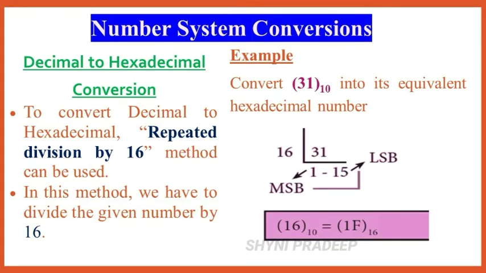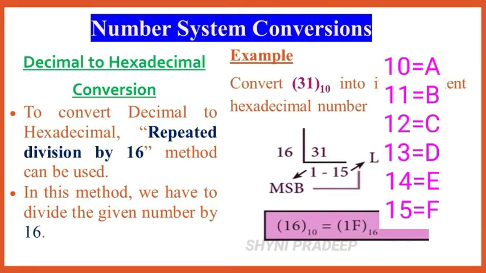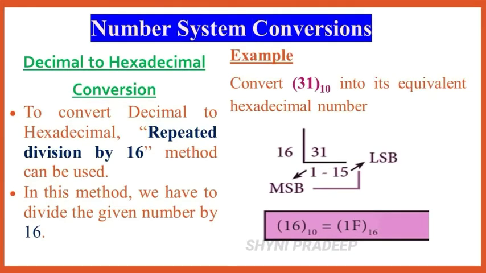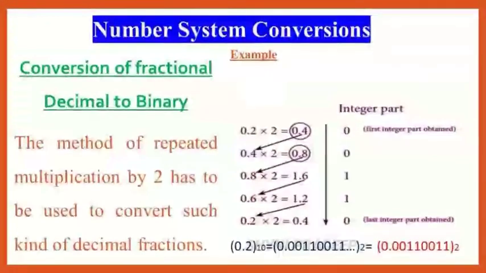You have to take the values from most significant bit to least significant bit. So 1, 15. Write 1, 15 means what? F. Which means in the hexadecimal number system, 10 means A, 11 means B, 12 means C, 13 means D, 14 means E, and 15 means F. So write the answer 1F base 16.